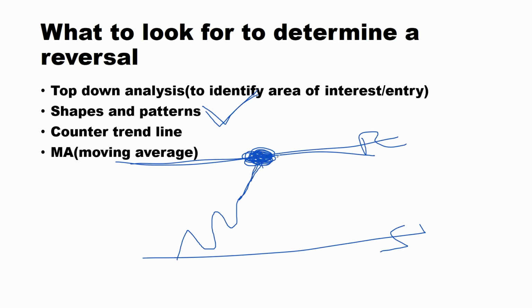I'm going to be looking for either an M. I'm going to be looking for a rising wedge if I use patterns. I'm going to be looking for head and shoulders. Those are the things I'm looking at. So these are the second things you're supposed to be looking out for after doing a top-down analysis.